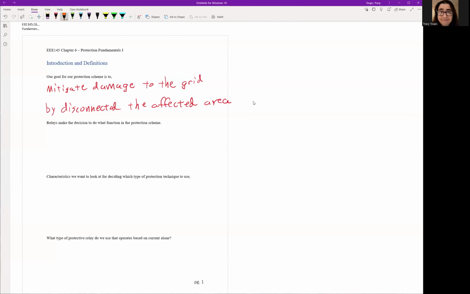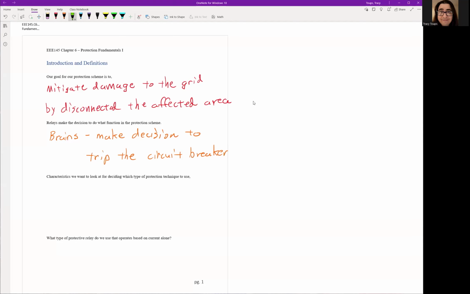So relays themselves make the decision to do what type of function? Well, I like to call it the brains of the operation. They're the decision-making process. They're the decision makers. So we make the decision to trip the circuit breaker. Remember, we only want to trip the circuit breaker when there's a fault. We do not want to trip it under normal loading conditions, right? Otherwise, we're cutting customers off.